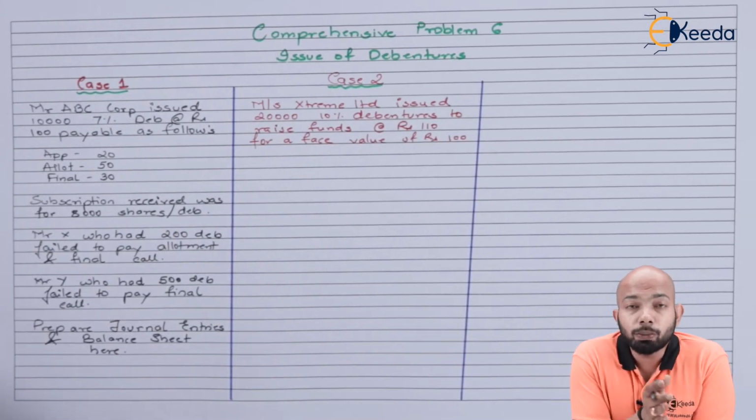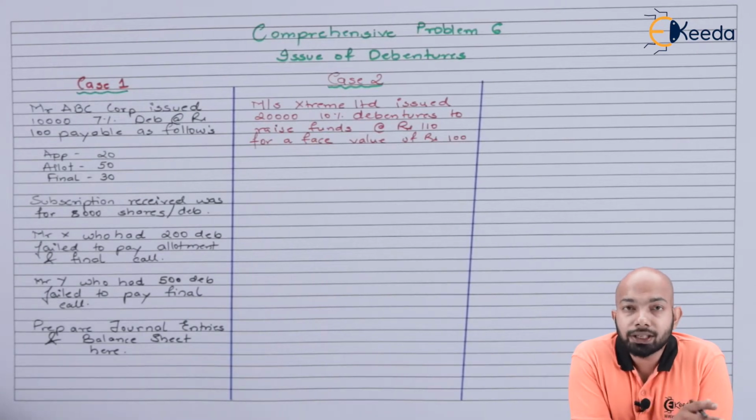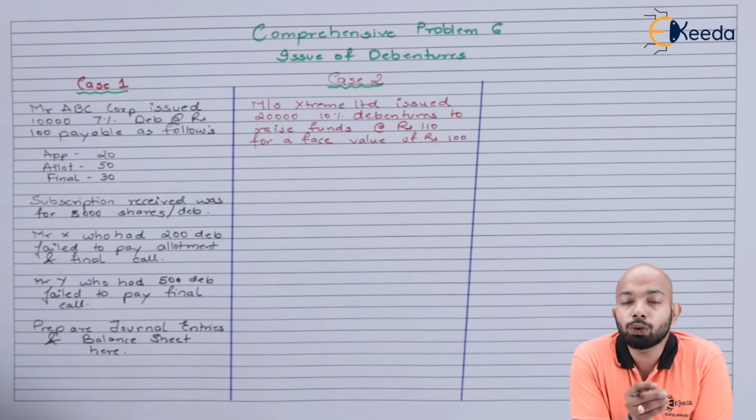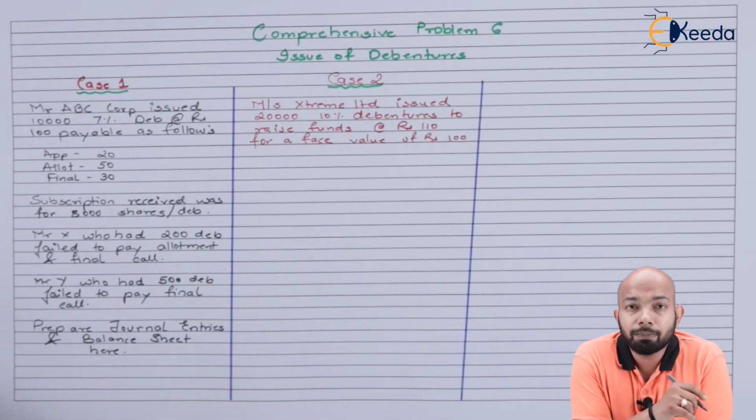Now, case 2 refers to Messrs. Extreme Limited, who have issued 20,000 10% debentures to raise a fund, or rather to raise a loan at the rate of 110 with a face value of rupees 100. That means the face value of these debentures was rupees 100. They have issued them at 110. This is what they have mentioned.